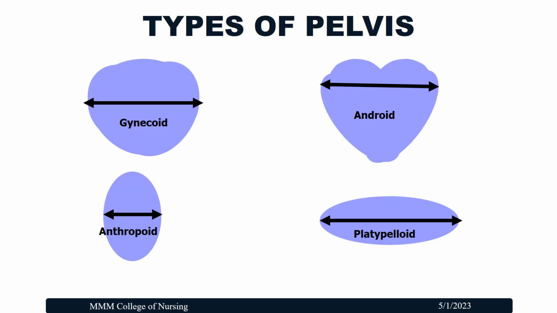So these are the types of pelvis. In the gynecoid, you can see the diameter is wide. Next is the android, heart-shaped, and next is the anthropoid, a narrow one, and platypelloid is the flat one.